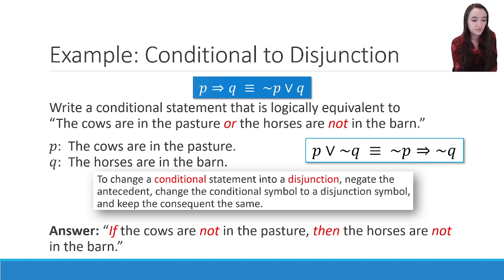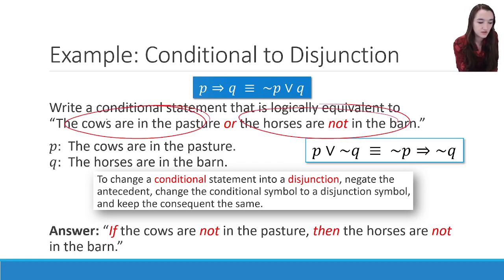So the cows are in the pasture or the horses are not in the barn means that one of these two things has to be true. So if this one isn't true, then that one has to be. That's basically how this works.